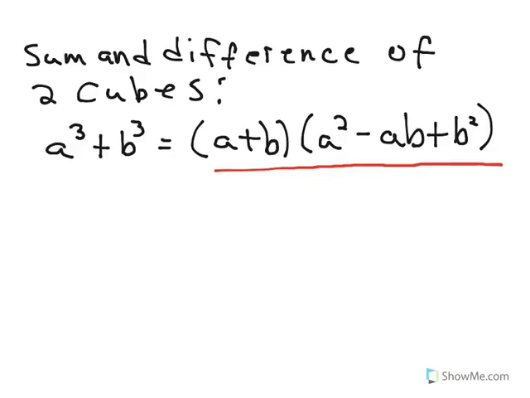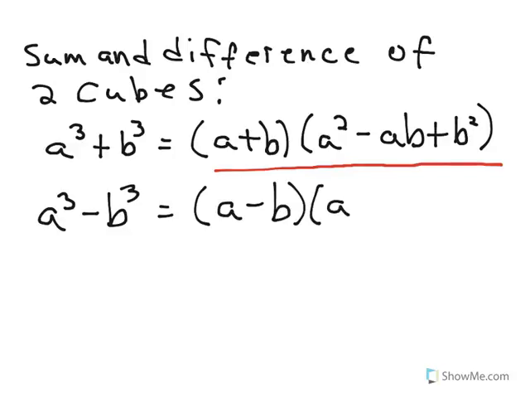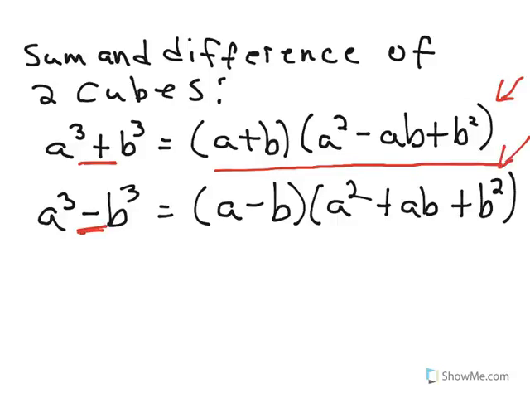The difference of two cubes would be a to the third power minus b to the third power. Difference of two cubes equals a minus b times a squared plus ab plus b squared. So depending on whether you have addition or subtraction, you're going to use one of these two formulas when you are factoring perfect cubes.